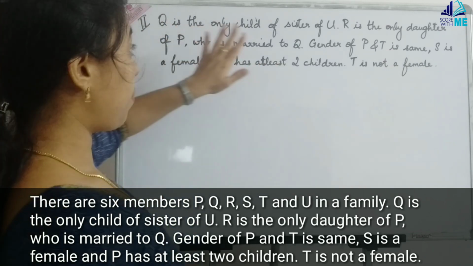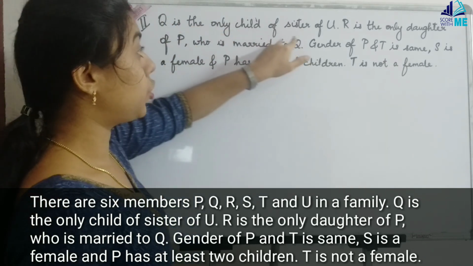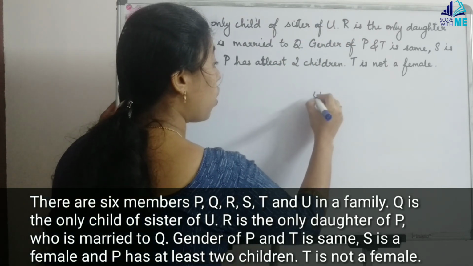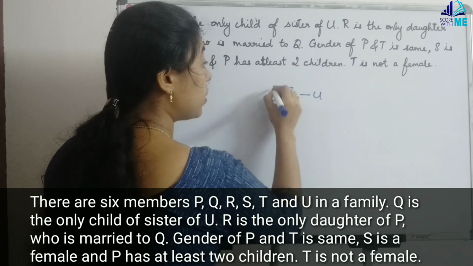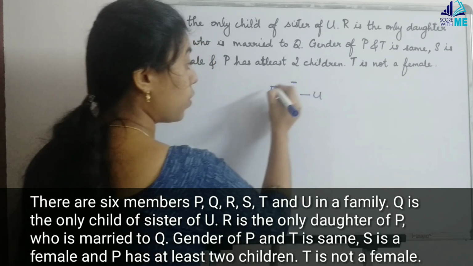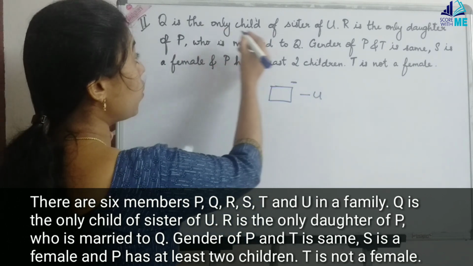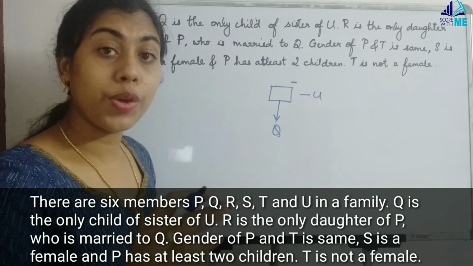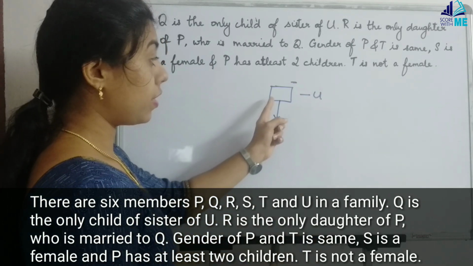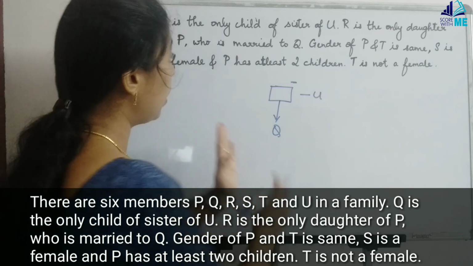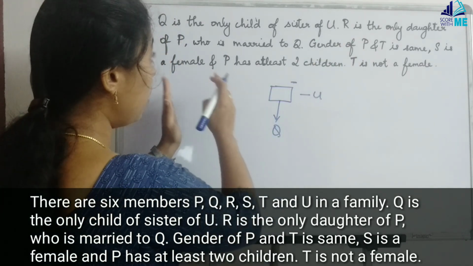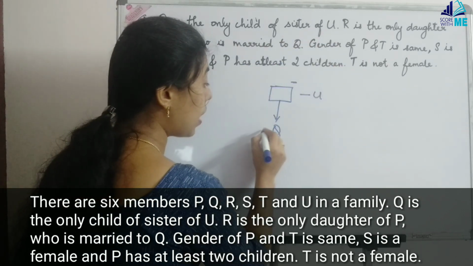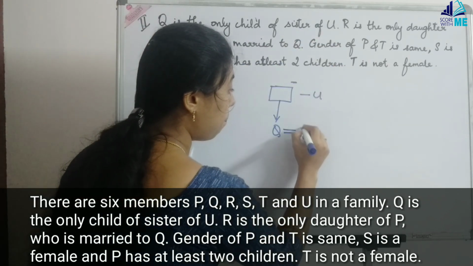So we'll start from the first statement. Q is the only child of sister of U. So U has got a sister whose name we do not know. She is a female, so sister. U has got a sister and Q is the only child. Gender of Q is not known. Only child, so the sister has got no other children. R is the only daughter of P who is married to Q. So P is married to Q. So Q has a husband, P.